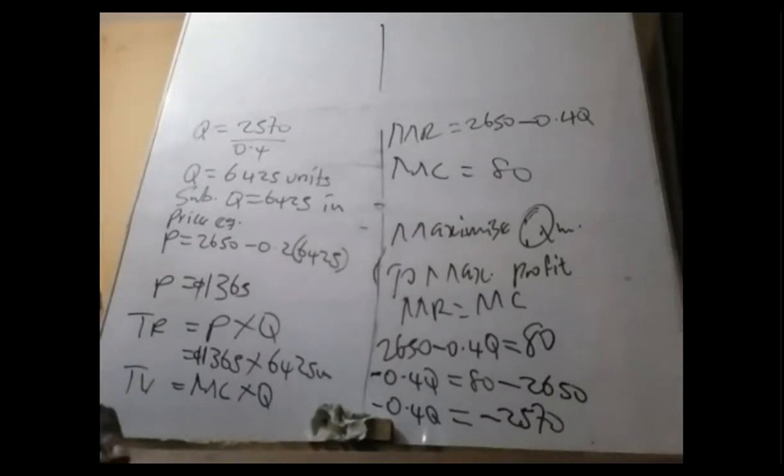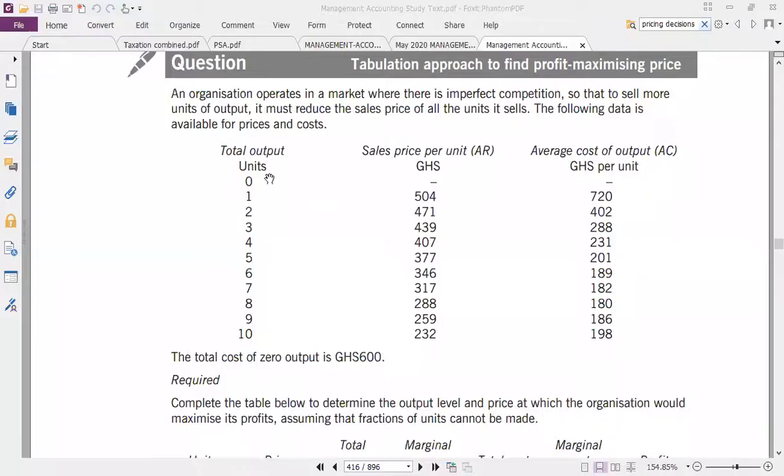Tabulation. Okay, so here we use a table, and we need to know the format of the table. Let's see. An organization operates in a market where there is imperfect competition, so that to sell more units of output, it must reduce the selling price or the sales price of all the units it sells. The following data is available for prices and cost.